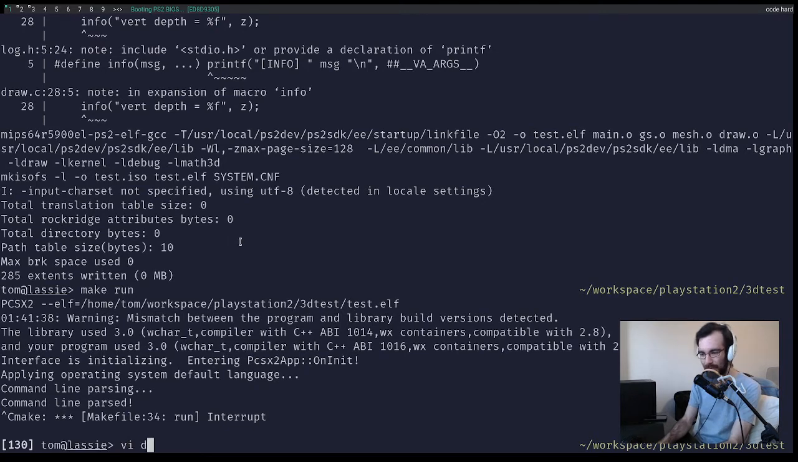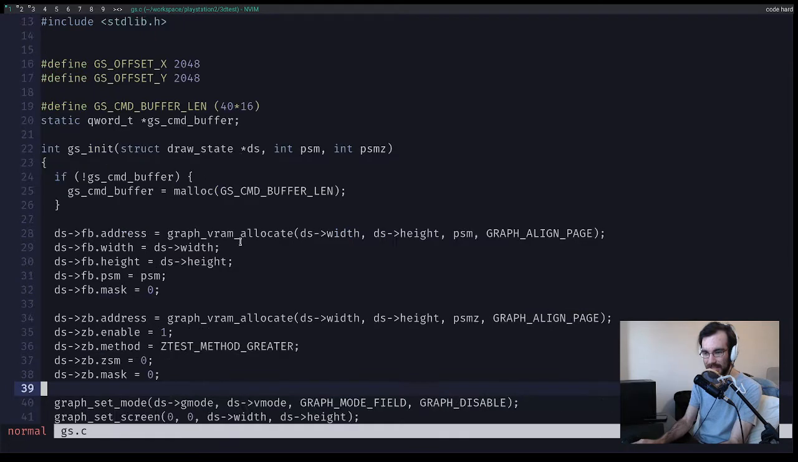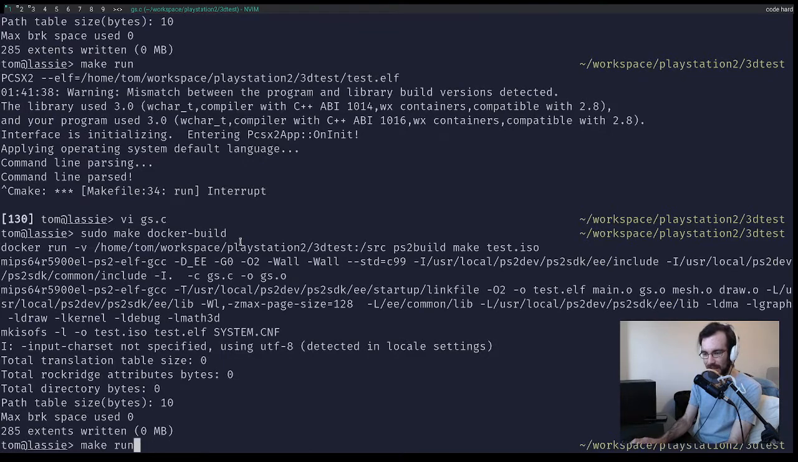I'm not even convinced we've actually fixed this. In gs.c, Z enable, greater equal, ZSM mask. Do I need to set mask? What's ZSM? PSM. I'm not setting the PSM to anything, which is odd. Alright, let's change a few things and see what happens when we run it.